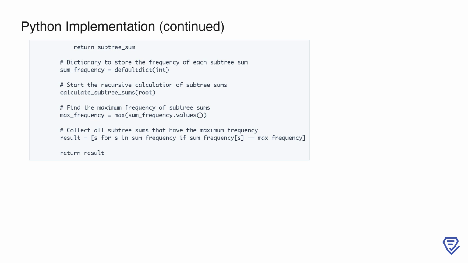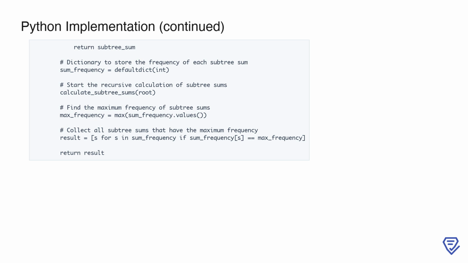Moving on, we initialize the sum_frequency dictionary using defaultdict(int), to store the frequency of each subtree sum as we compute them. With the setup complete, we call calculate_subtree_sums on the root node to start the recursive computation of all subtree sums in the tree.